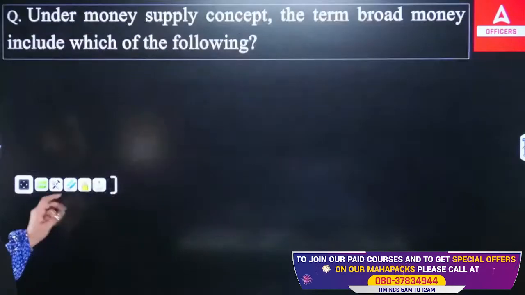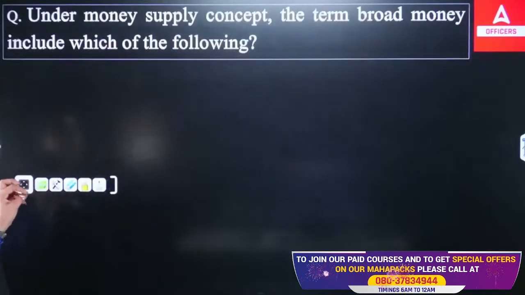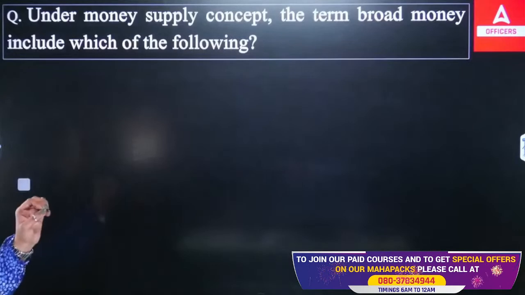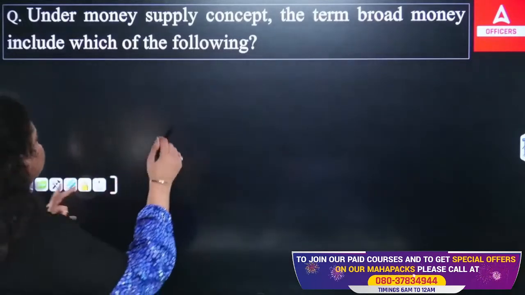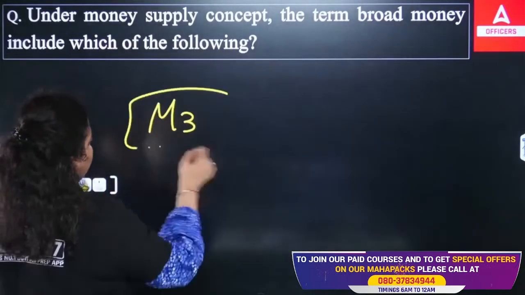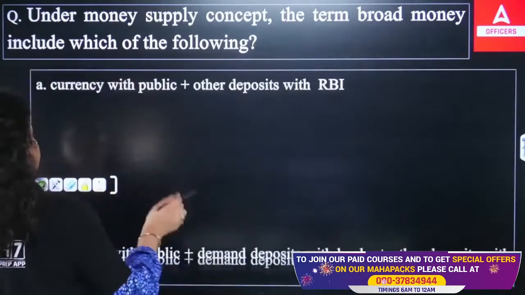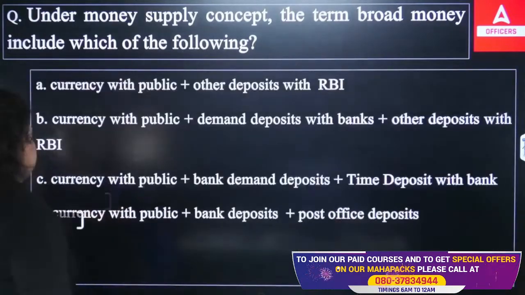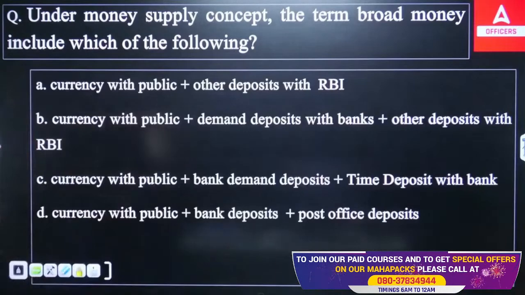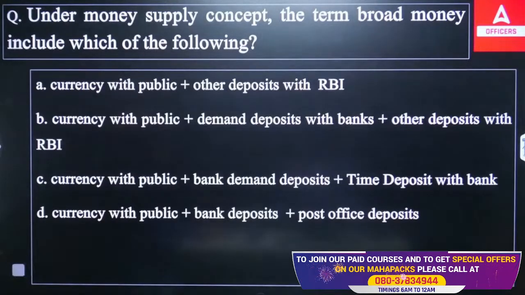Okay. Next question. Under money supply concept, the term broad money include which of the following? So broad money, I have told you which of the following is broad money. M3 is a broad money, and I have told you the formula of broad money. So let me know which of the following statement will be right. Let me know that. A, B, C or D?